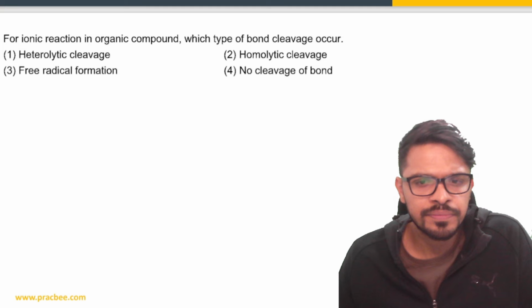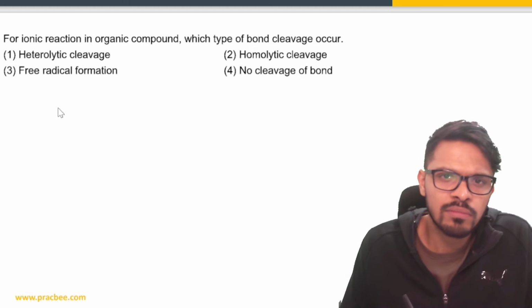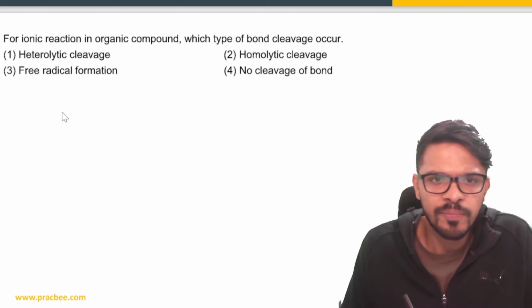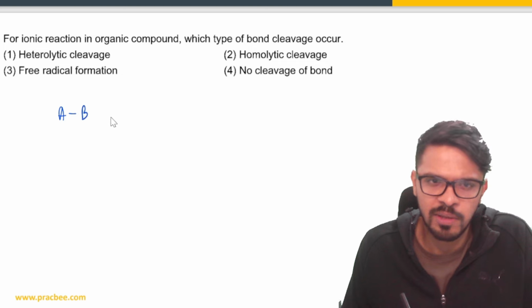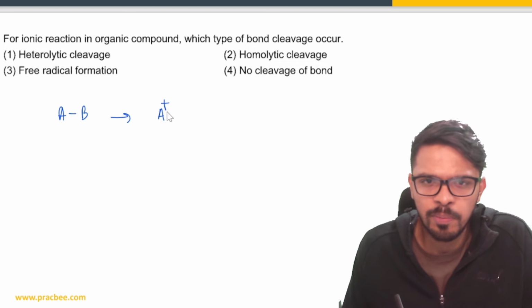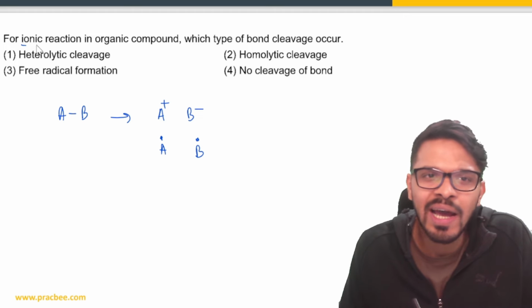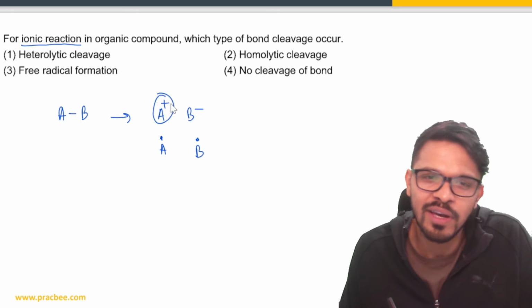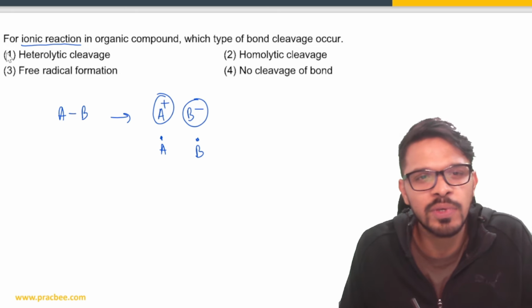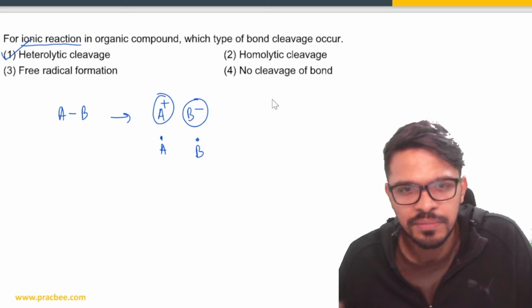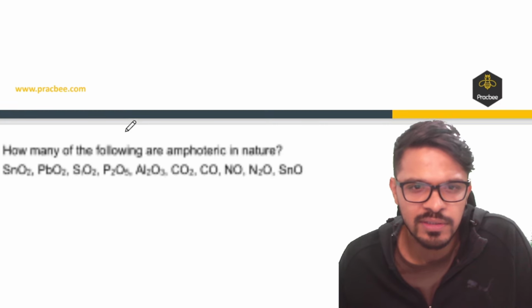Next is: for an ionic reaction in an organic compound, which type of bond cleavage occurs? So bond cleavage is basically, for example, I can have either A+ and B-, which is heterolytic, and this is homolytic. If we want ionic reactions, I want ions, and if I want ions, the cleavage has to be heterolytic, right? Homolytic cleavage will not take place.